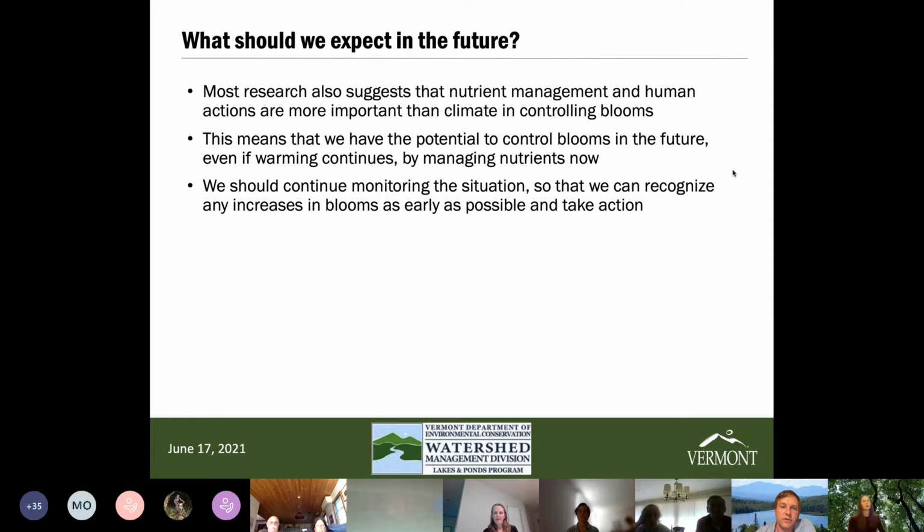And the uncertainties associated with climate also suggest that we should continue monitoring the situation so that we can recognize any increases in blooms as early as possible and take action.